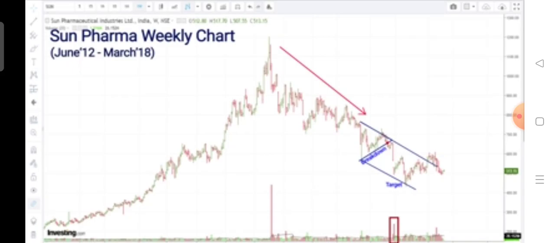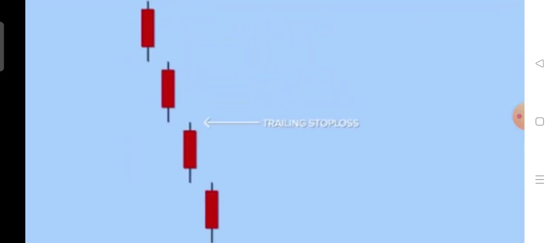So that is what I was telling, that you can take part profit at your target and again trail the stop loss with the remaining quantity. If there is a more sustained move, you can enjoy that move by trailing the stop loss. So this is all about symmetrical triangles.